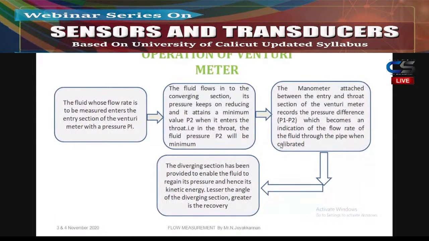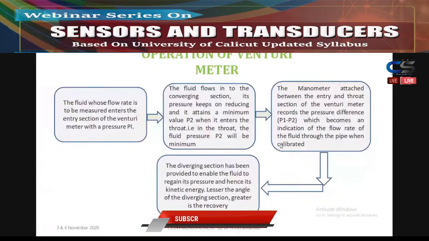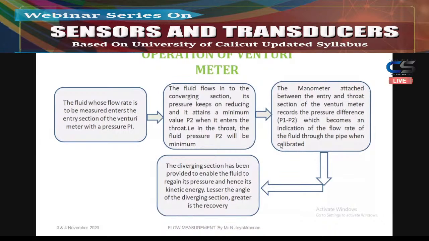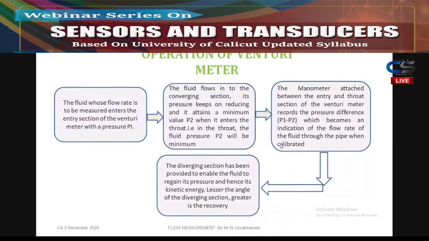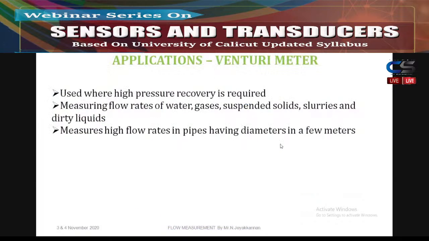And this is the operation. In the first step, the fluid whose flow rate is to be measured enters the entry section. Next, it enters the converging section, where the pressure keeps on reducing because you are reducing the area of the pipe. When you reduce the area of the pipe, the pressure also decreases because you are making the pipe very small, so the pressure is very minimum. Then after that, it goes to its original size, and once again the pressure increases based on the pipe size. So there will be some pressure drop as well as pressure gain. The main application of the venturimeter is when we need high pressure measurement, like continuous flow in many oil and gas industries where all the liquids will be flowing 24 hours.